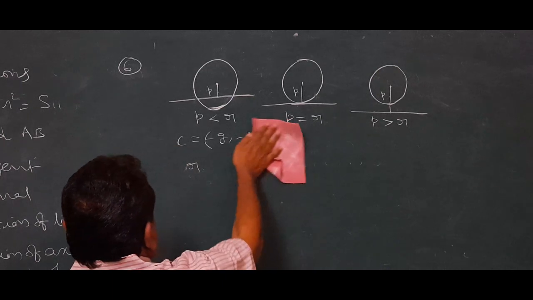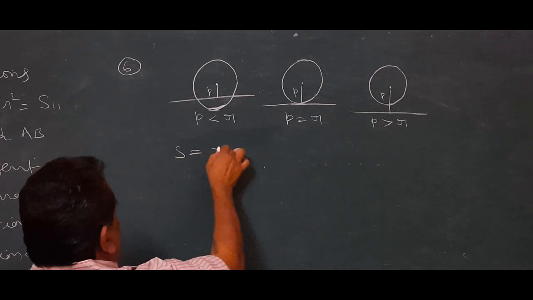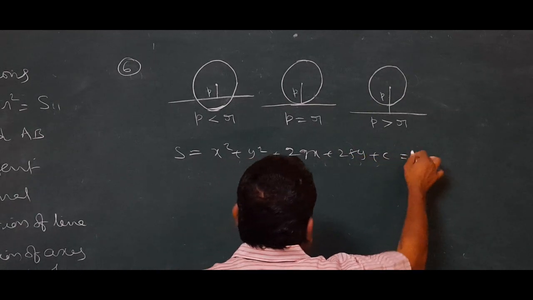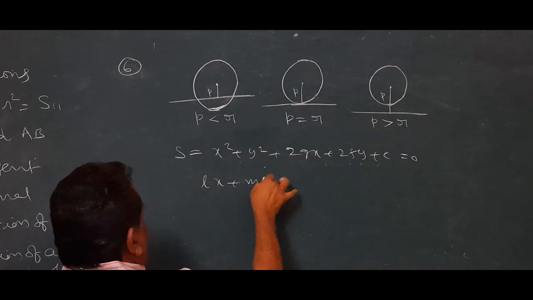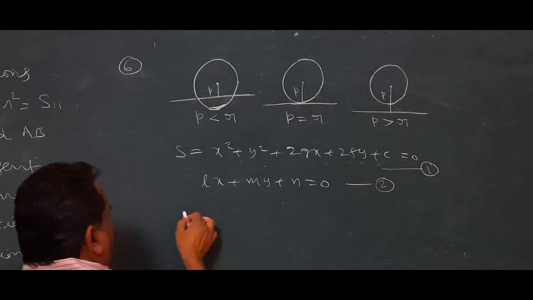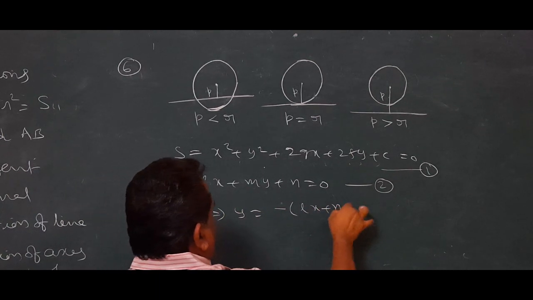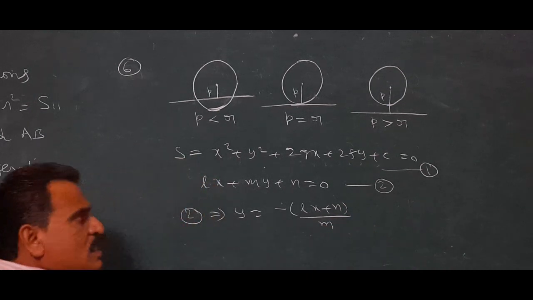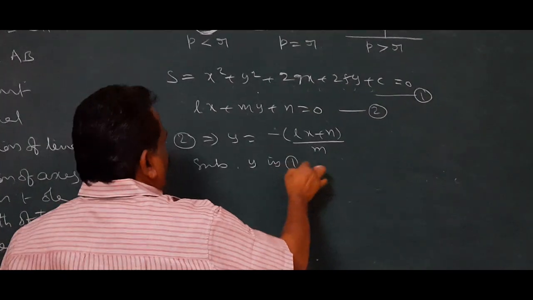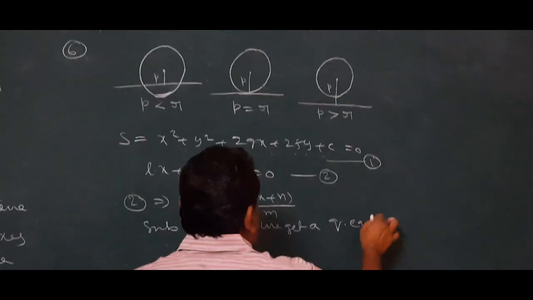Let us take the circle equation S = x² + y² + 2gx + 2fy + c = 0, equation 1. If the line is given as lx + my + n = 0, let it be equation 2. From equation 2, y = -(lx + n)/m. Substitute this y value in equation 1. We get a quadratic equation in x.